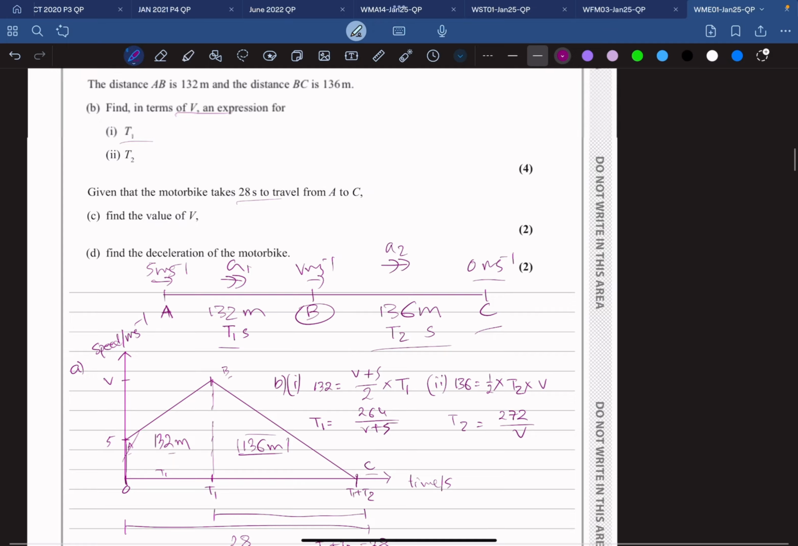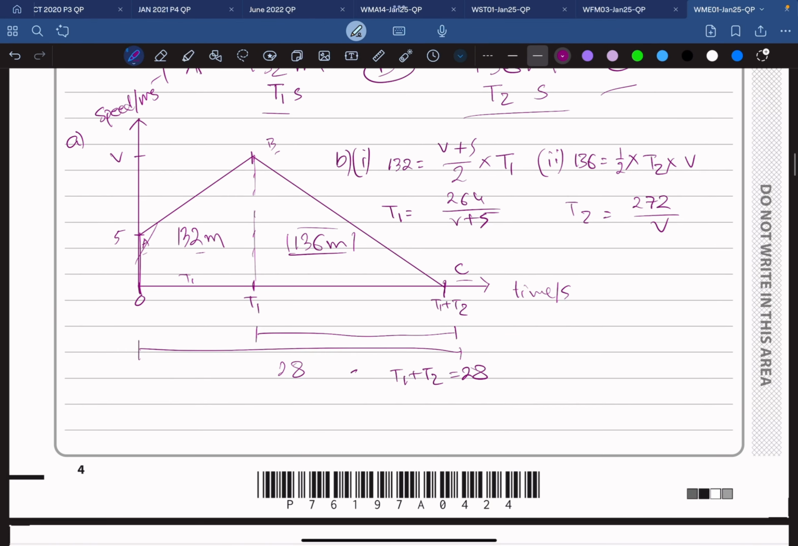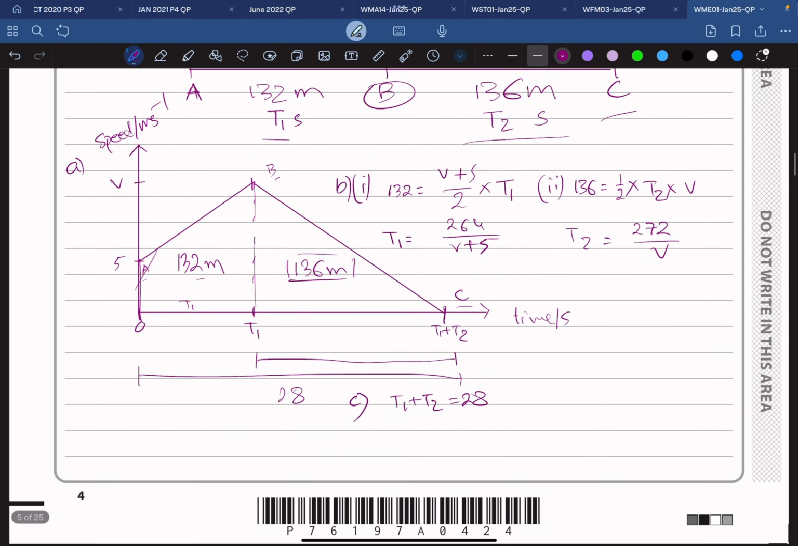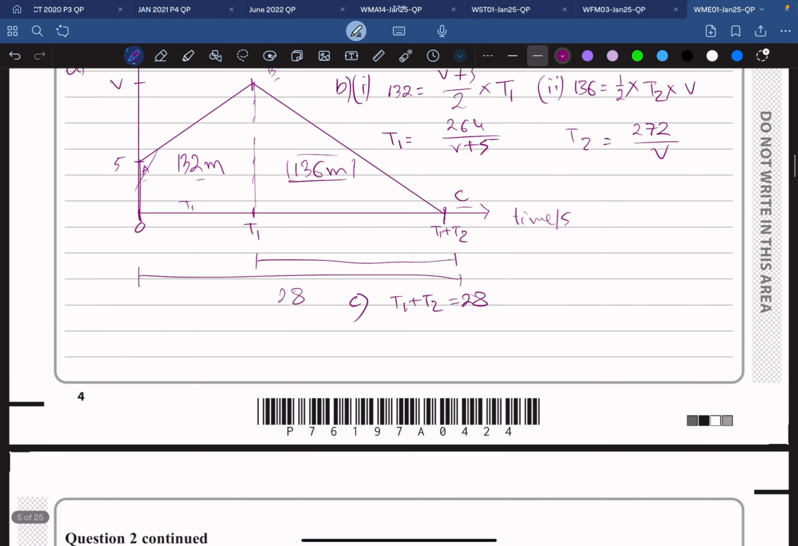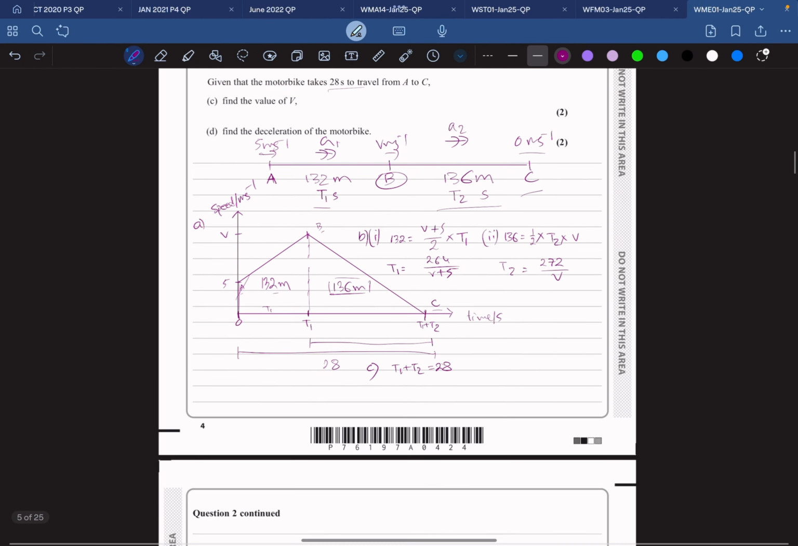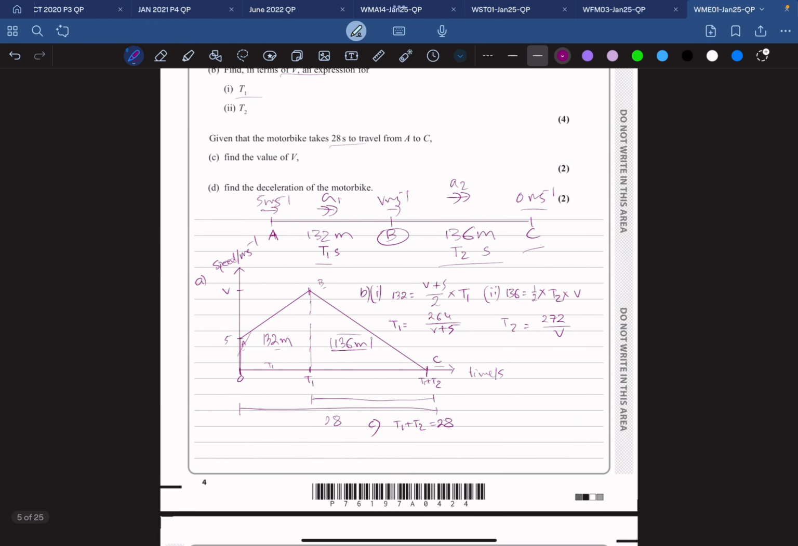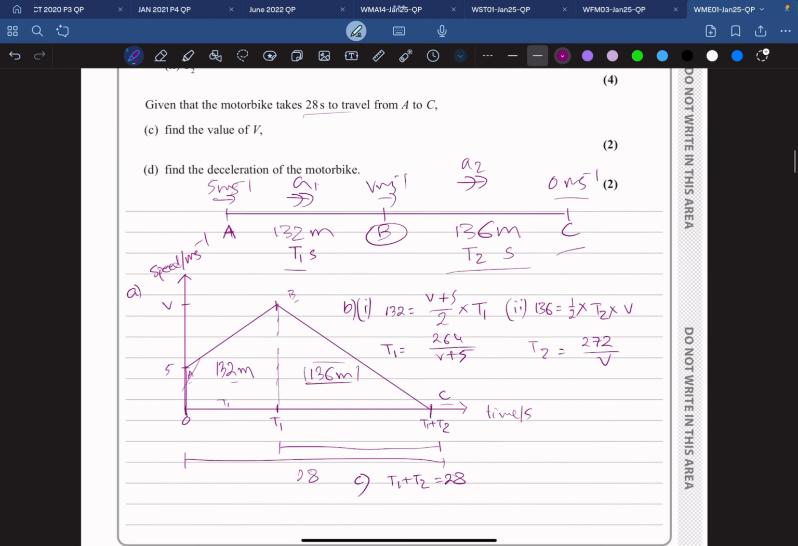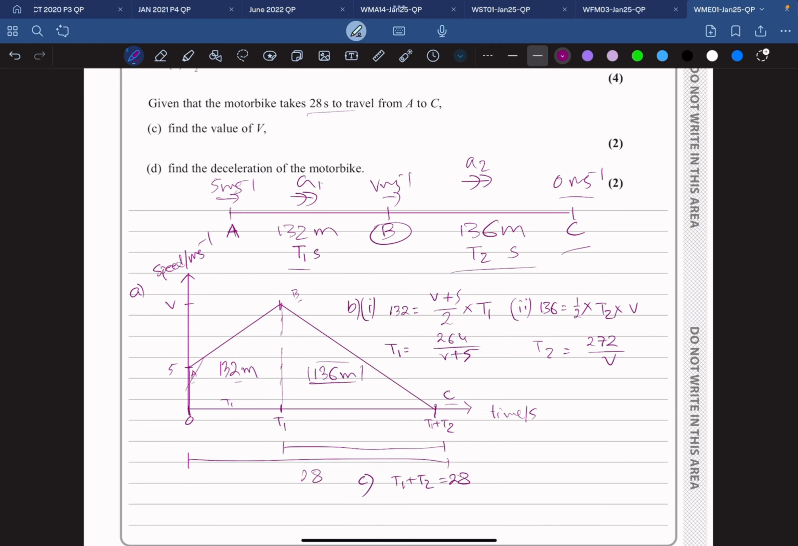This is part D, right? No, this is part C. Okay. Now, they're asking us to find the value of V. Well, how do we do that? I think we just... Wait. We have to solve it simultaneously or something? Wait, no, that's not gonna work. Wait, I think I know what's gonna work.